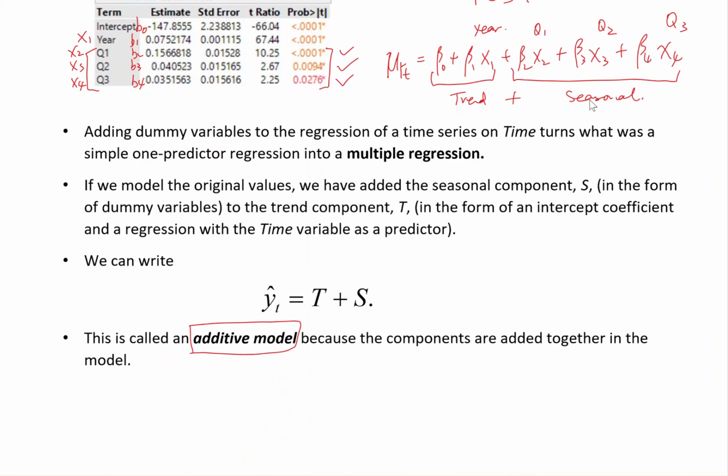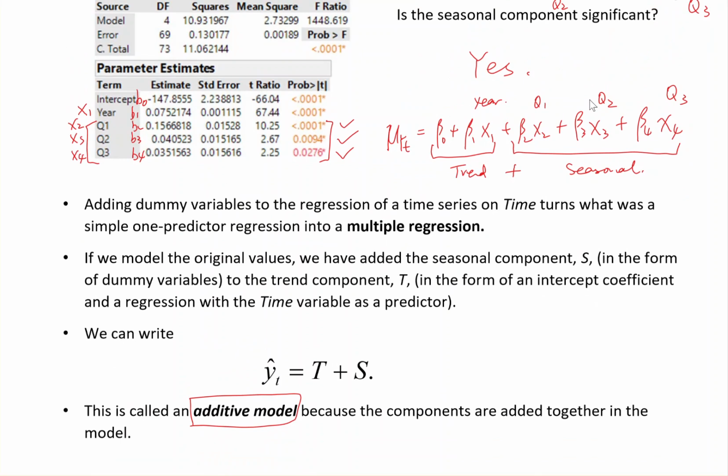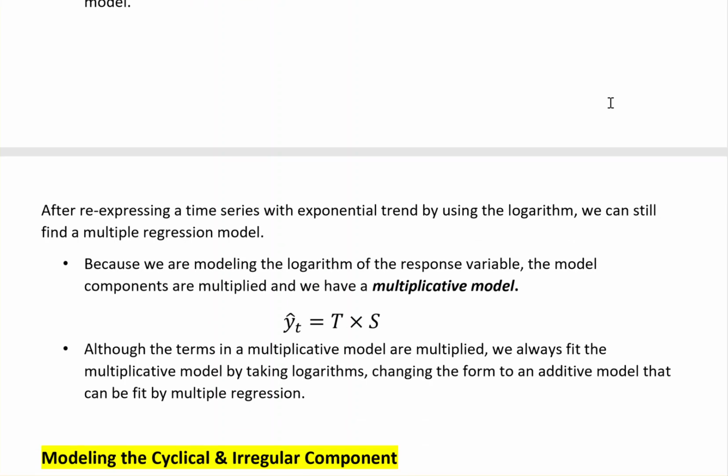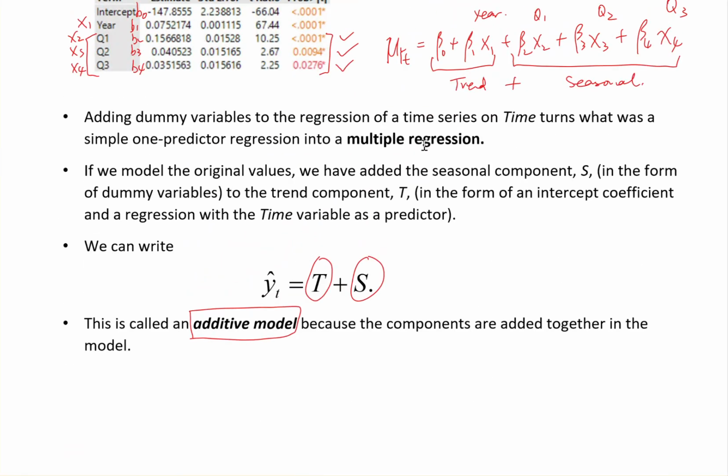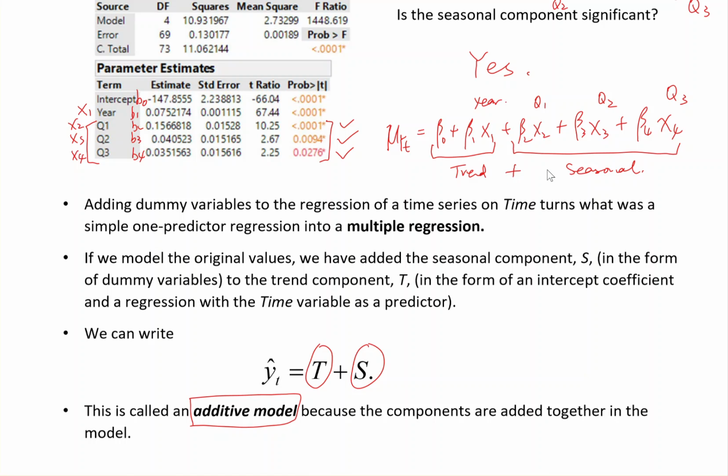So for this kind of model, we call it an additive model. We are adding the trend component with the seasonal component. It's T plus S. But what if we re-express the response variable y? In our example, if you make the natural log transformation of y, then you will not have this additive relationship.